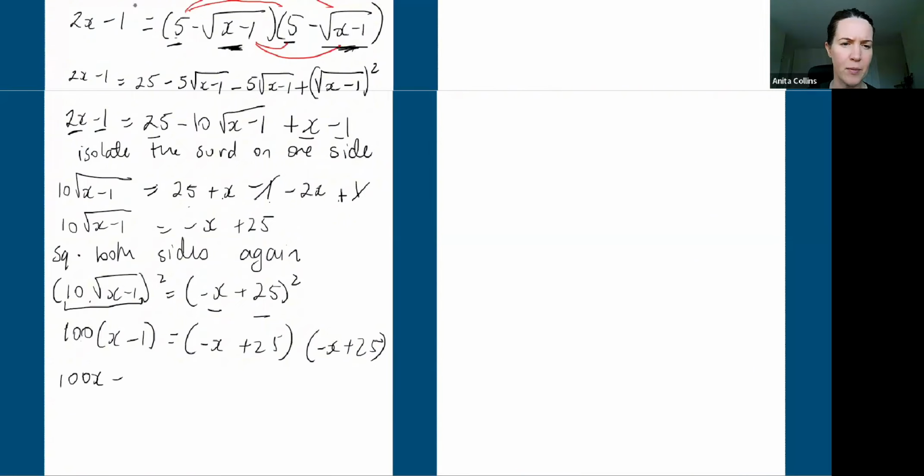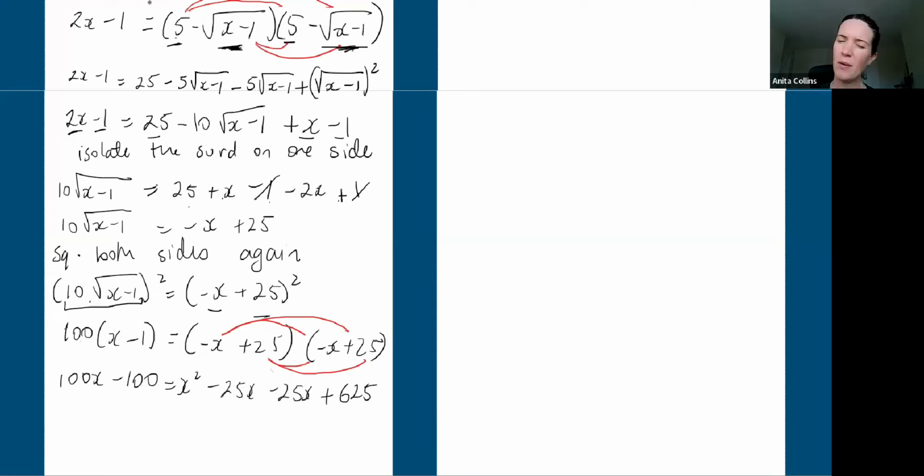Expand that bracket on the left. Now, what have we got going on here? That times that, and that times that, and that times that, and that times that. Minus x times minus x is positive x squared. Negative x times 25 is minus 25x. Negative 25 times minus x, minus 25x. 25 times 25 is 25 squared, which I believe is 625.